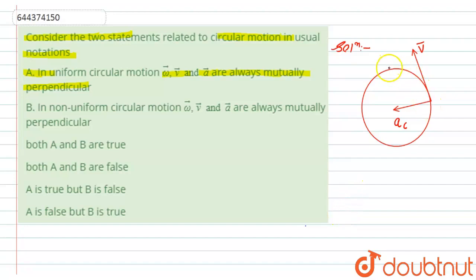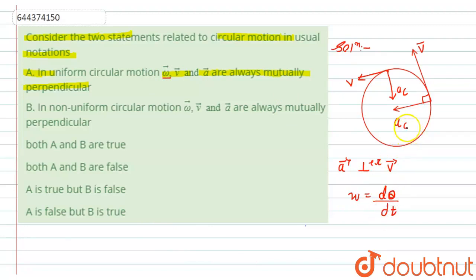Now if we see here, at any instant this velocity will be tangential and this centripetal acceleration will be towards the center, right? So here I can say that the velocity and the acceleration both are perpendicular to each other. Okay, so in uniform circular motion, velocity and acceleration are perpendicular to each other. This we have seen here, right? Now what is remaining, that is omega. So actually omega is given by d theta by dt.